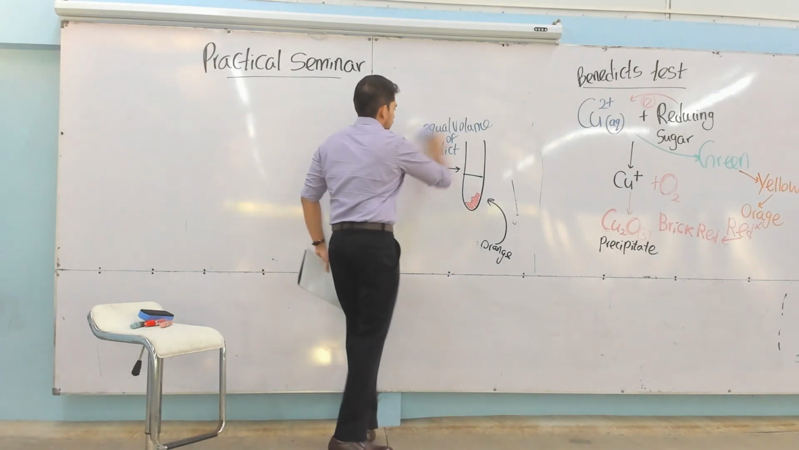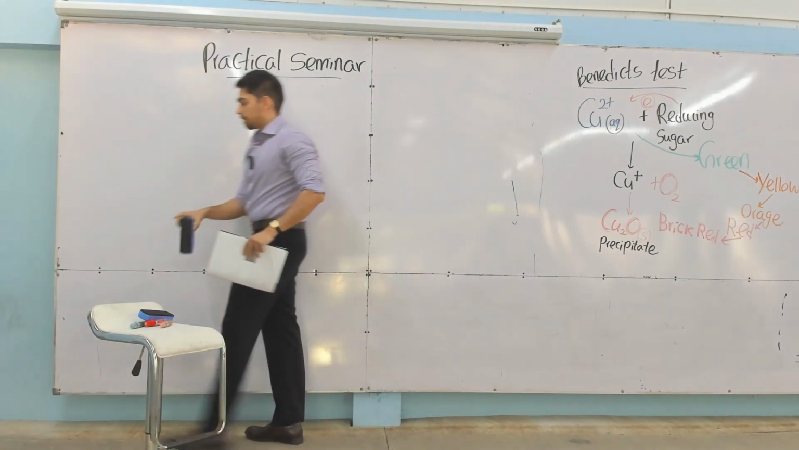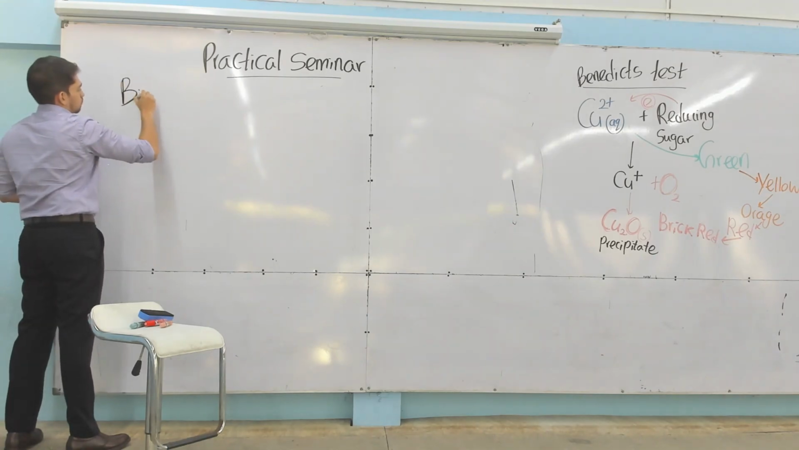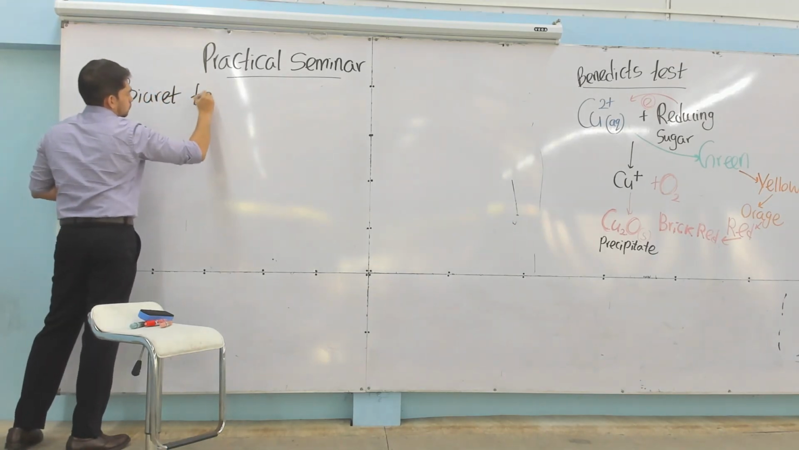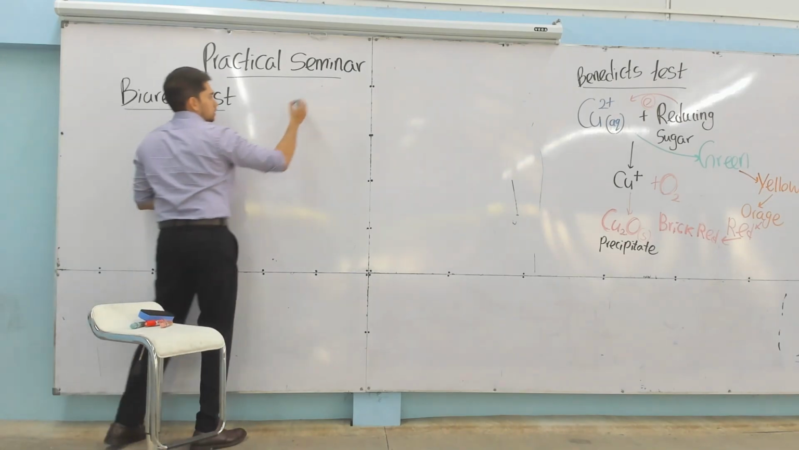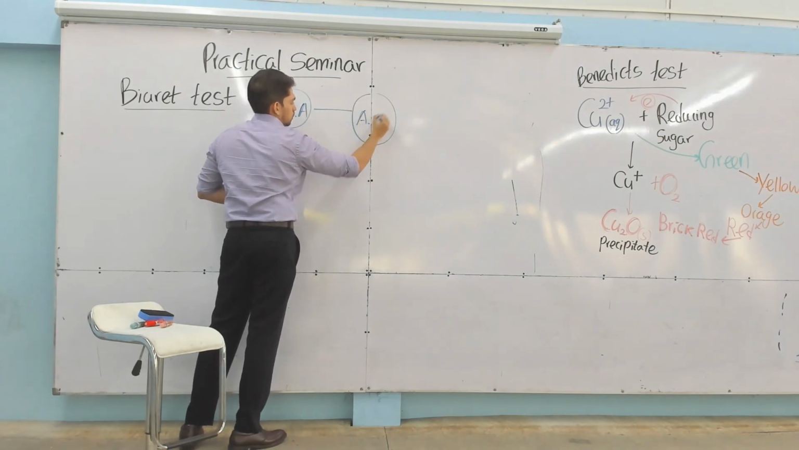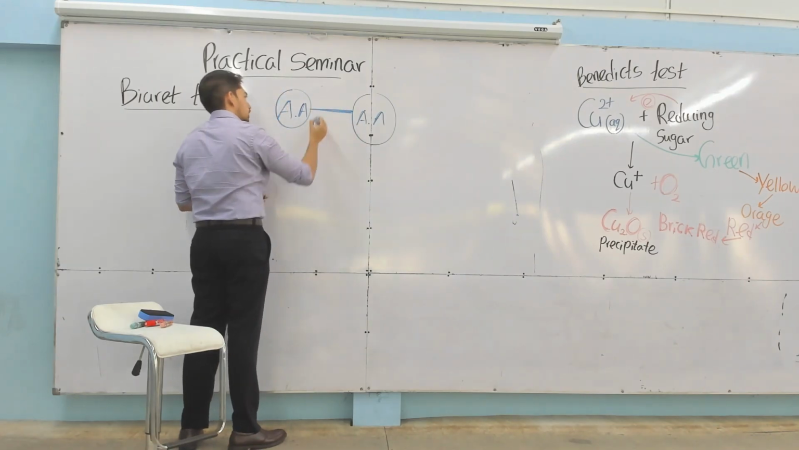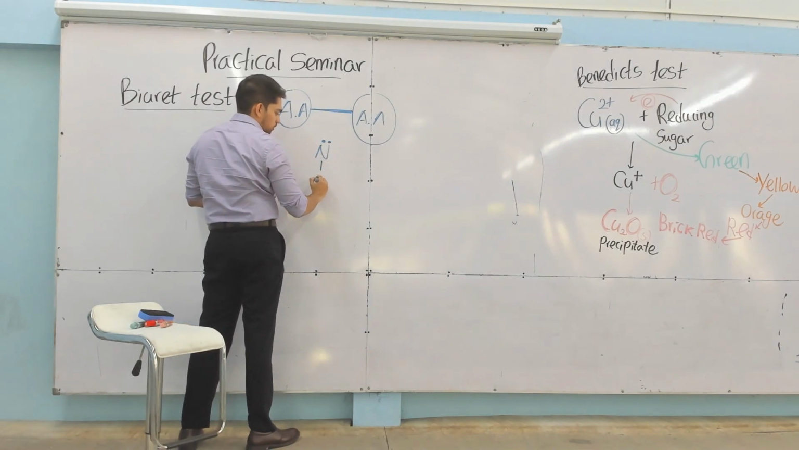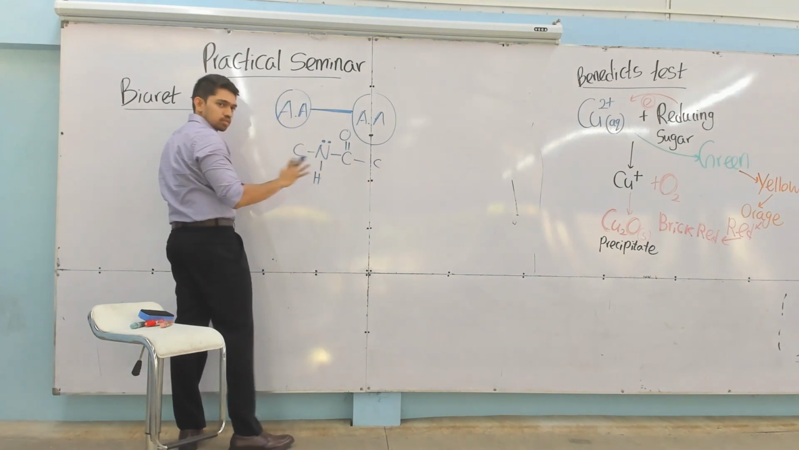Peptide bonds, connecting two amino acids, what do you have? A peptide bond. So, second test for today, biuret test. What we are detecting here is, this is an amino acid, this is an amino acid. Connecting those two, you have a peptide bond. In this peptide bond, there's a nitrogen with lone pairs of electrons, and there's a hydrogen, then there's a carbon with the double bond, and then another carbon. This is the peptide bond.